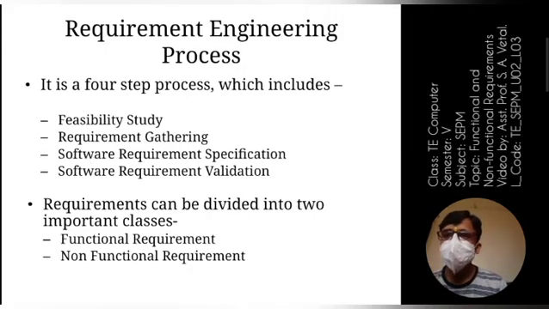Then next is the requirement engineering process. In the last lecture we also discussed this topic. It is a four-step process. First we get the feasibility study of the product, then requirement gathering, then software requirement specification, and the last one is software requirement validation.